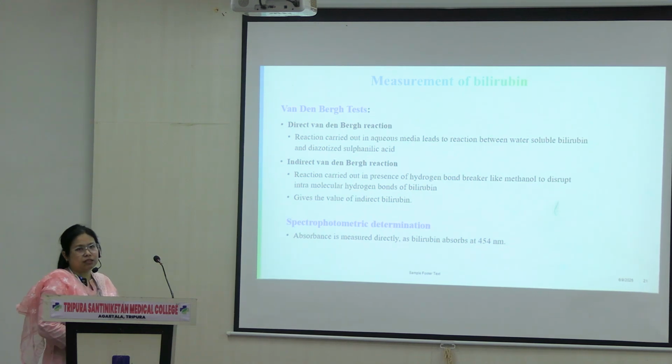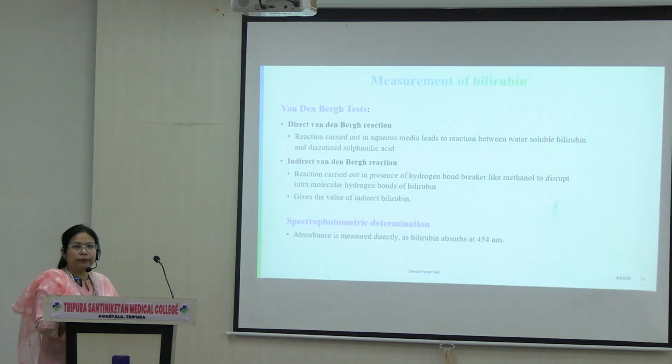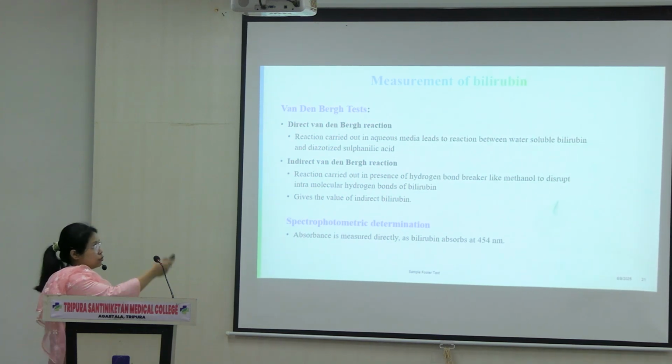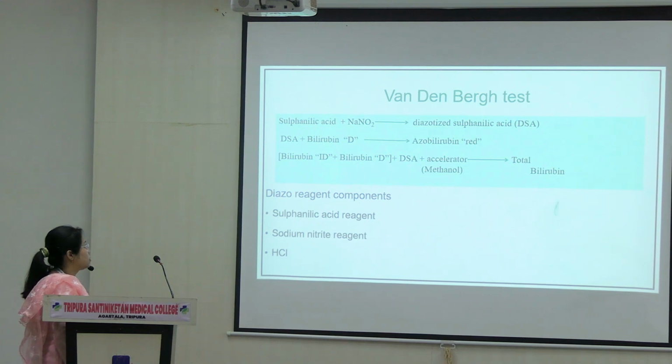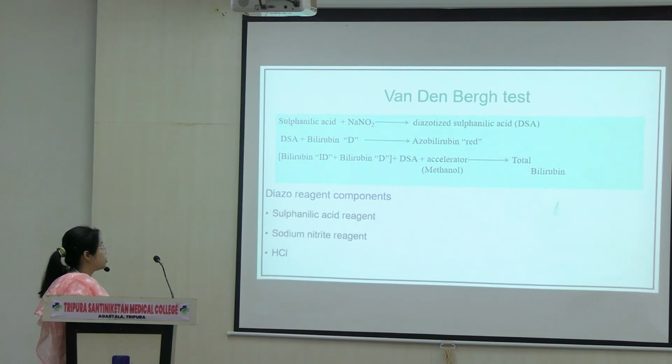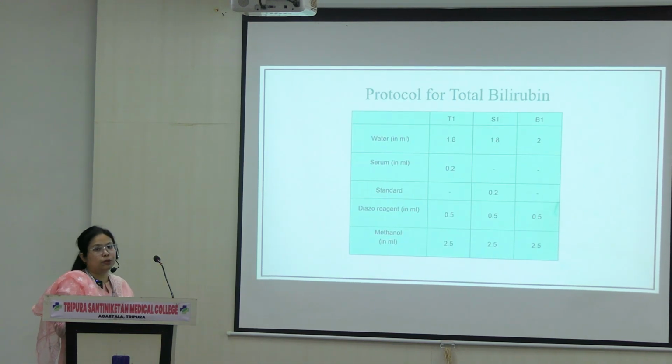Spectrophotometric determination is just putting the sample in a spectrophotometer. It is a machine, and there you don't have to do all of these steps. The machine does it by itself. So this is, in short, the reaction. This is the protocol for bilirubin.